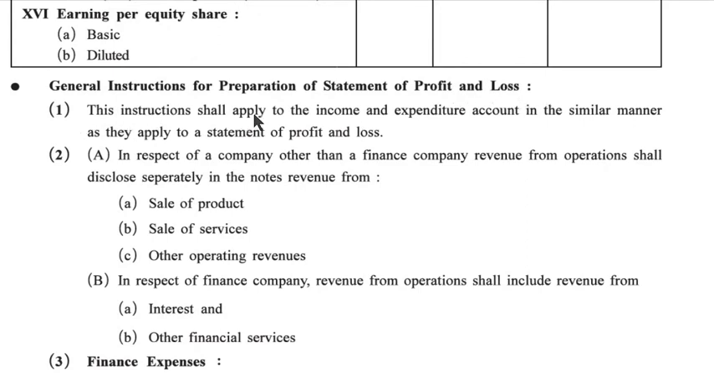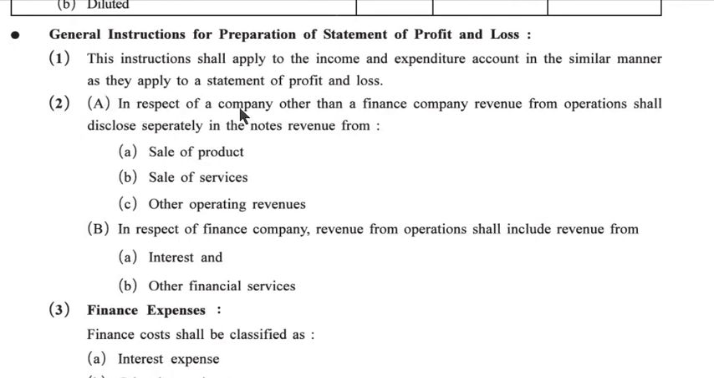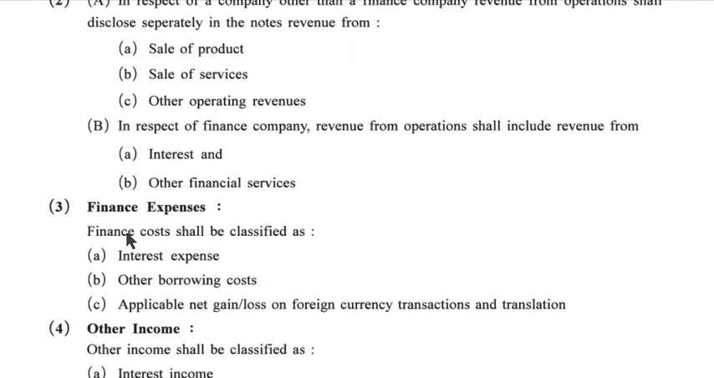These instructions shall apply to the income and expenditure account in a similar manner as they apply to the statement of profit and loss. Second, A. In respect of a company other than a finance company, revenue from operations shall disclose separately in the notes revenue from sale of products, sale of services, and other operating revenues. B. In respect of a finance company, revenue from operations shall include revenue from interest and other financial services.